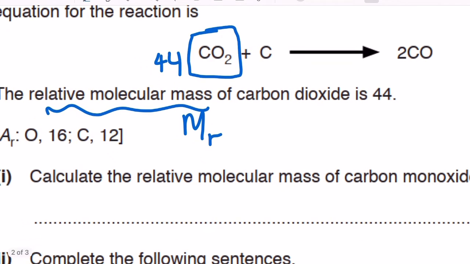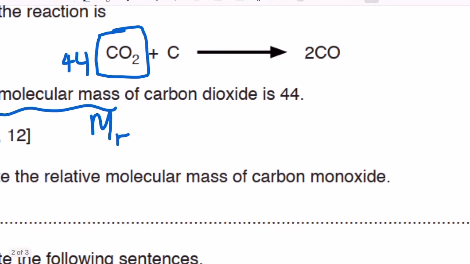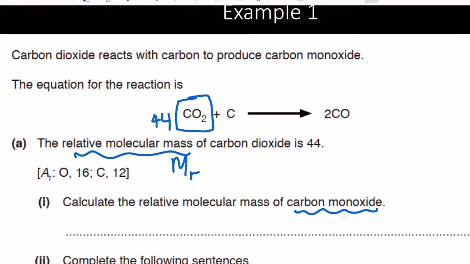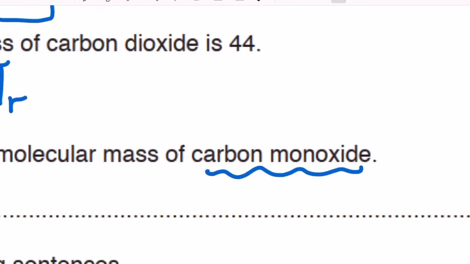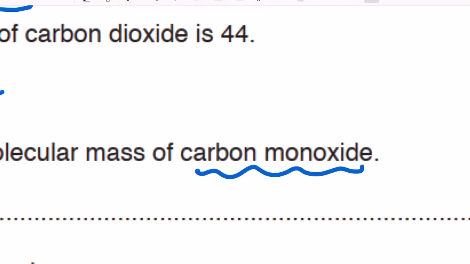Next, part 1, they ask you to calculate the relative molecular mass of carbon monoxide. So which one is carbon monoxide? Read back the question. Carbon dioxide reacts with carbon to form carbon monoxide. So this one, carbon monoxide, is here. As you know, carbon monoxide goes by the formula of CO. Okay, so you only calculate the CO without the 2.